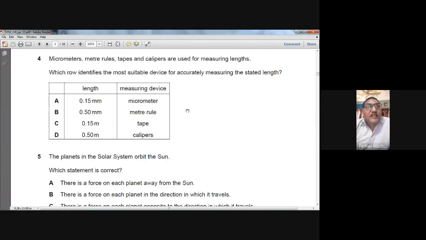Okay, question number 4 is on your screen. Micrometers, meter rules, tapes, and calipers are used for measuring lengths. Which row identifies the most suitable device for accurately measuring the stated length? You know, a micrometer is able to measure up to a hundredth of a millimeter. It means if the length is in millimeters, then after the point you can go to 2 decimal places. So A is the correct choice. Because we have to choose one and A is correct, no need to go further.